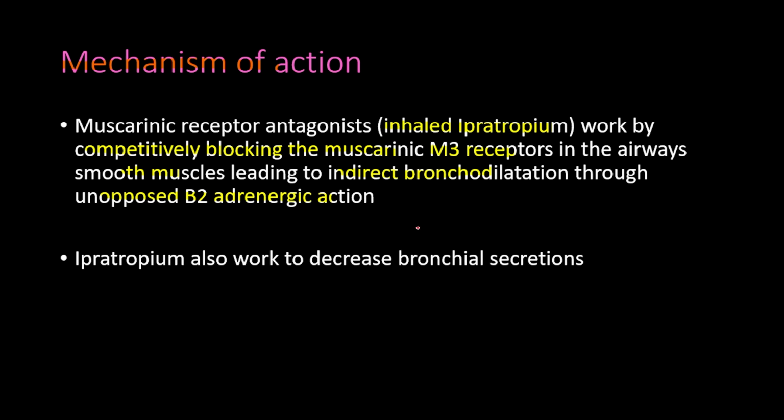So normally in the airway smooth muscles, we have a balance between the beta-2 receptors action and the M3 receptors action. The beta-2 work to bronchodilate, so dilation, and the M3 receptors work to bronchoconstrict, so bronchoconstriction. Now, if we block the M3 receptors, the balance is more towards the beta-2, so their action increases and there would be bronchodilation. Now, the Ipratropium also works to decrease the bronchial secretions.